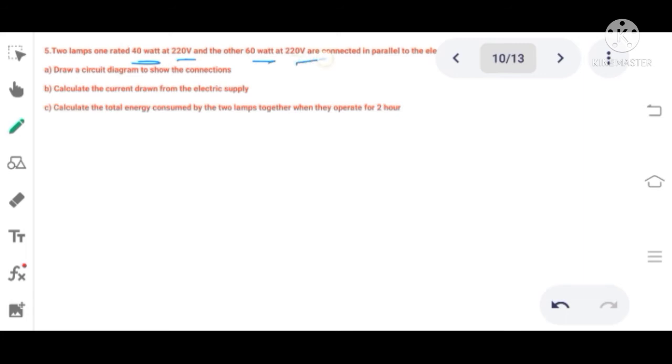So we have power and V, the potential difference. We have three formulas for power, and out of the three, you have to use one. First is to draw the circuit diagram. It's pretty simple. For the two lamps, you can either draw the lamp symbol, the bulb symbol, or just the resistance symbol, since lamps are also resistors.